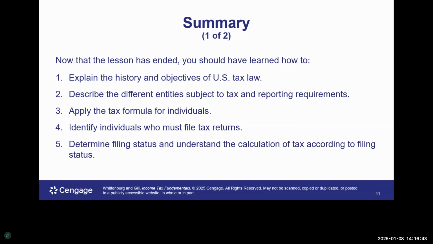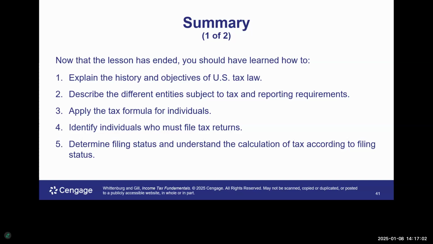We applied the tax formula for individuals. We start off with gross income, subtract those deductions, get our AGI, then standard deduction or itemized. From there, we get our taxable income. And based on the credits, the prepayments, and the taxes, that ultimately determines: does this client have a balance due, or are they owed a refund?